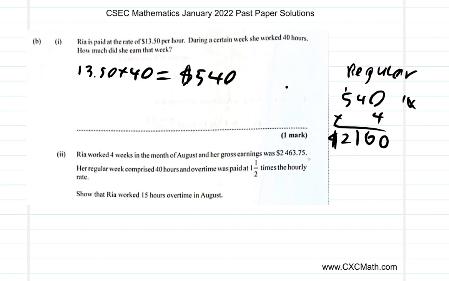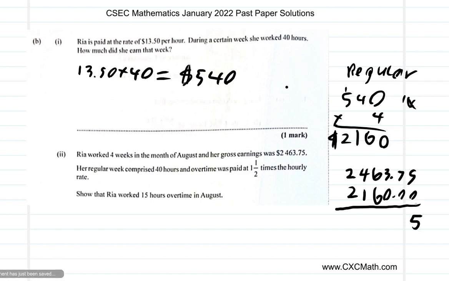Now, here, she actually earned $2,463.75 during August. So, $2,463.75 minus $2,160. How much do you get when you subtract them? 5 minus 0 is 5, 7 minus 0 is 7, 3 minus 0 is 3, 6 minus 6 is 0, 4 minus 1 is 3. Alright, so she earned $303.75 extra.